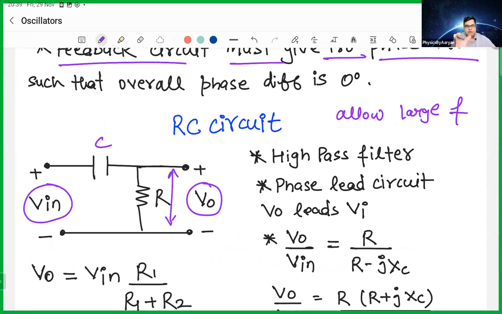So do you all agree, let me know in the chat box, do you all agree that this total input voltage is dividing into two people? One is a capacitor and one is a resistor. So my total input voltage, some part goes to capacitor and some part goes to resistor. Do you all agree with this? First of all, right? So some part will go to capacitor, some part will go to resistor.